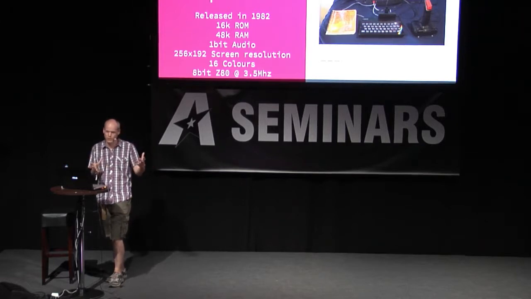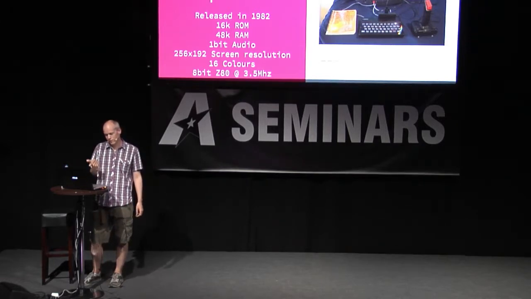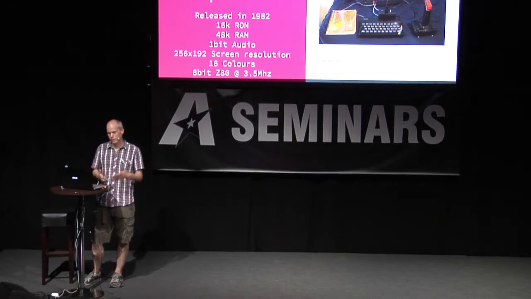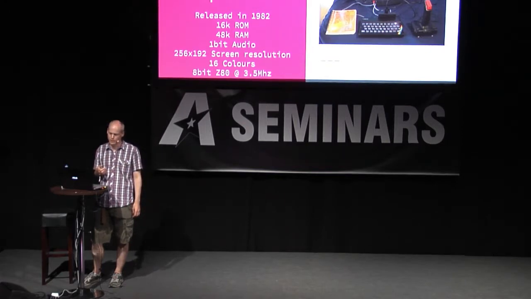Again, very small. You had 16 colors, except 2 of them were black. So you kind of had 15 colors, and there were limitations about how you could actually use those colors. And it was an 8-bit Z80 processor running at 3.5 megahertz. So really, really not very powerful at all, but in 1982 this was kind of getting on for cutting edge, I think, for home computers, and it was cheap and it was affordable, and it sold millions as a result.